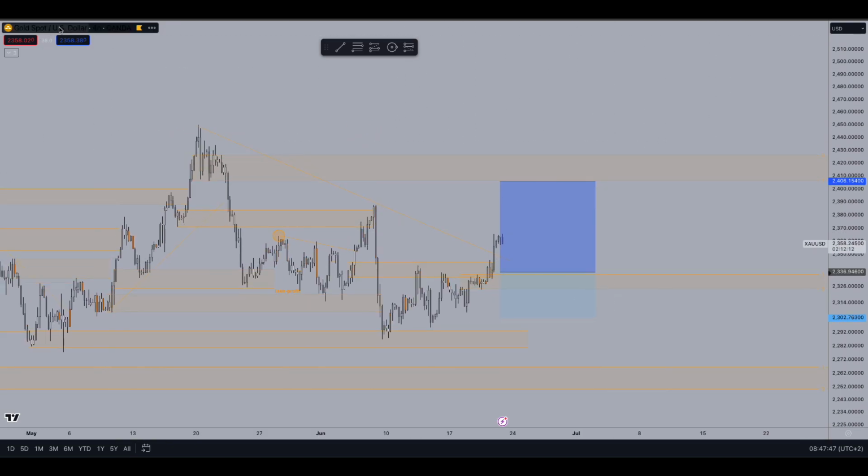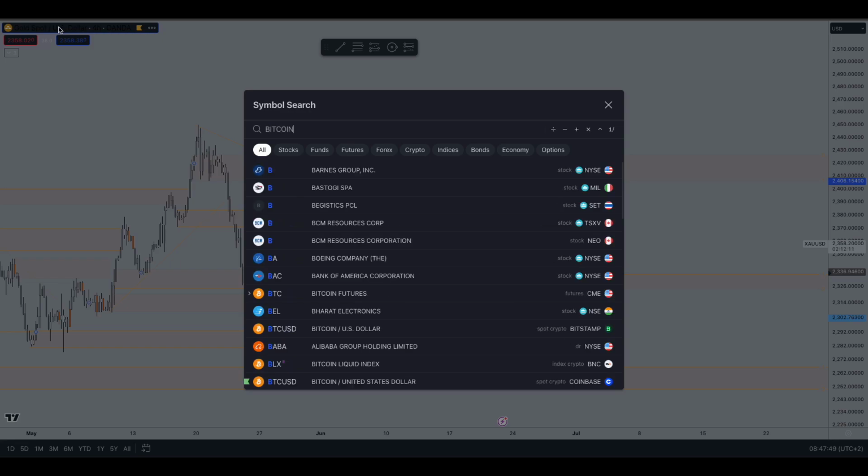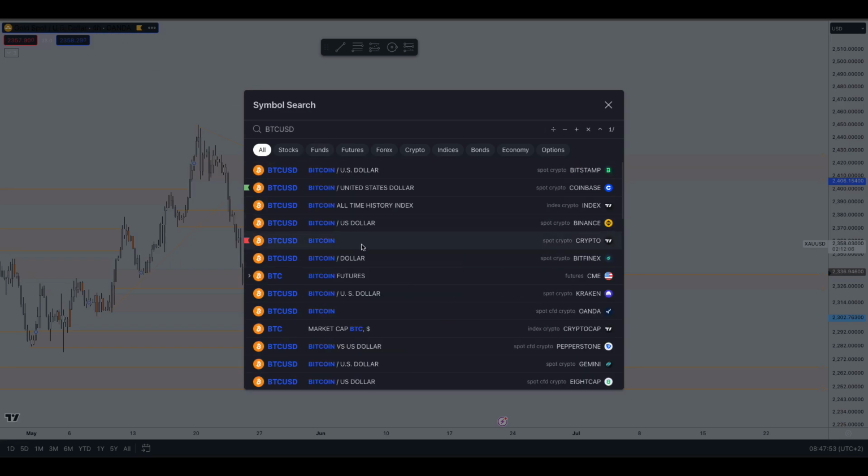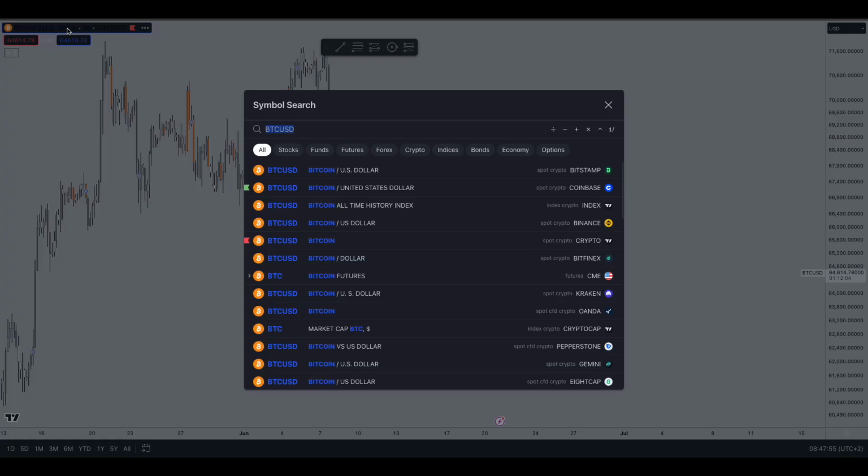Now that said, moving over to Bitcoin real quick, and this won't be the last pair we will be analyzing, but it will be a quick one. So let's quickly grab the right chart.